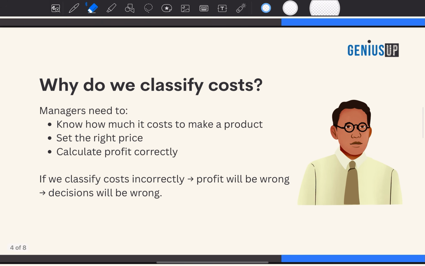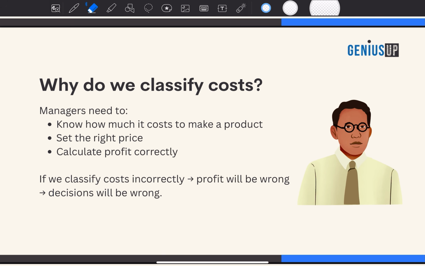So why do we classify cost? Managers usually need to know how much it costs to make a product, right? And if they know how much it costs to make a product, they can set the right price, because the whole aim of a business is to set a price which is higher than how much it's costing us to make that product, so that we can make a profit, because our objective is to make a profit.